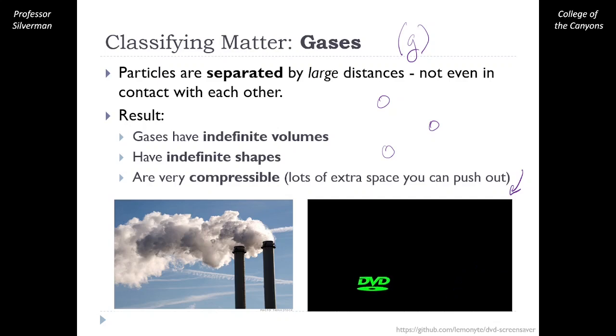The result of this behavior is that our gases now have indefinite volumes and indefinite shapes. We can change the volume, we can compress our gases because there's a lot of empty space. We can change the size of the box that our gas atoms are bouncing around in, and that's fine. They'll just bounce around in a smaller thing. It doesn't matter. There is empty space that we could get rid of. Likewise, we can change the shape of their container, and the same thing will happen.